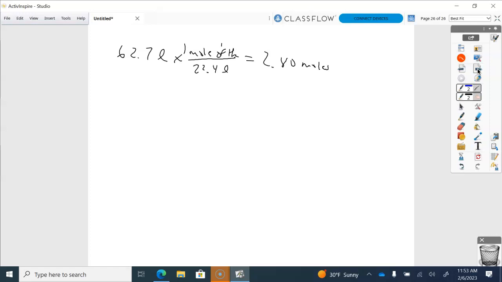And then how do I get the moles of the other thing? I got 16.8 grams of powdered carbon. How do I turn that into moles? 12.011 grams is 1 mole. So 16.8 divided by 12.011 gives me 1.4 moles of that.